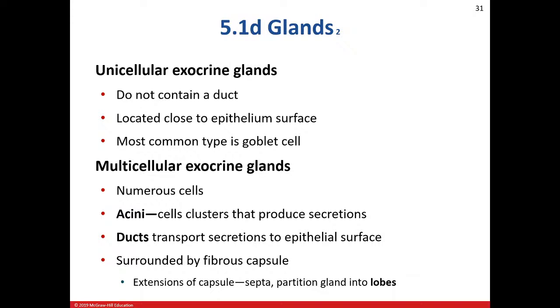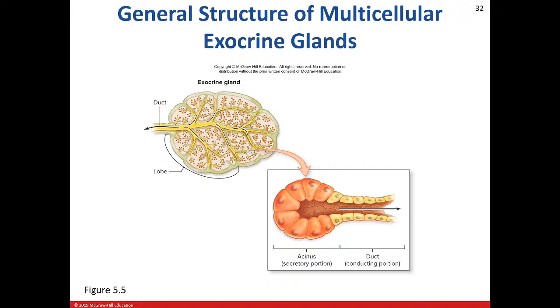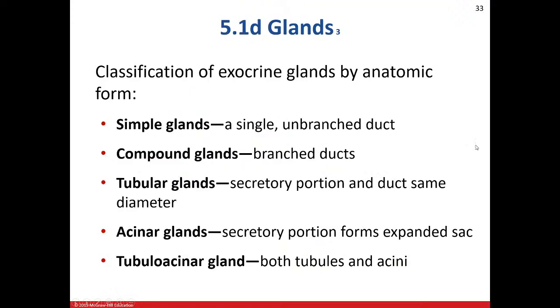So the salivary glands have an acinus and duct system. The pancreas has an acinus and duct system. The mammary glands have an acinus and duct system. Great, and we can see that here. You can see the acinus here, plural acini, leading to the duct. We'll talk about that more when we get to the endocrine and digestive units.